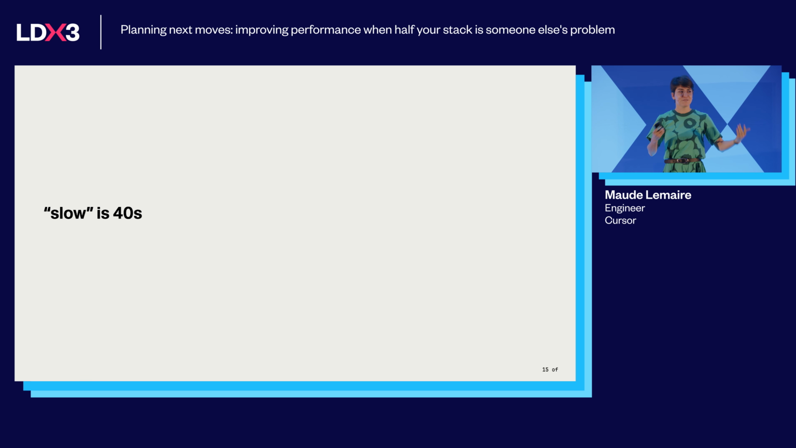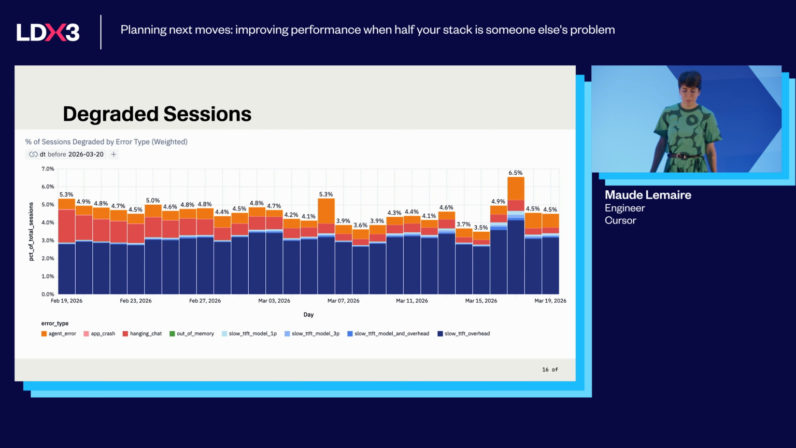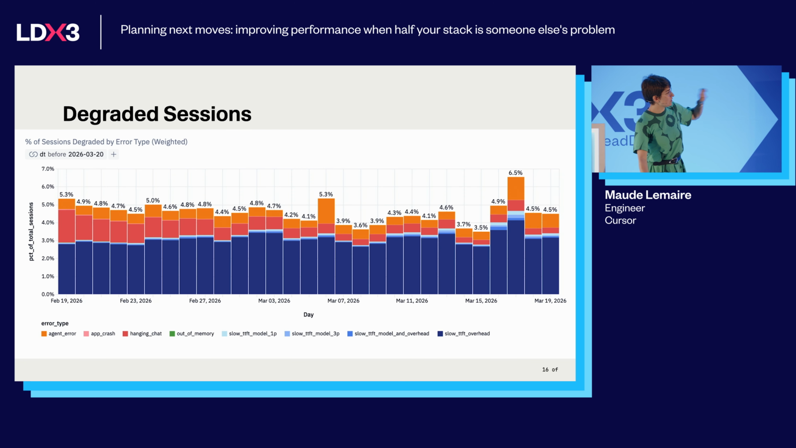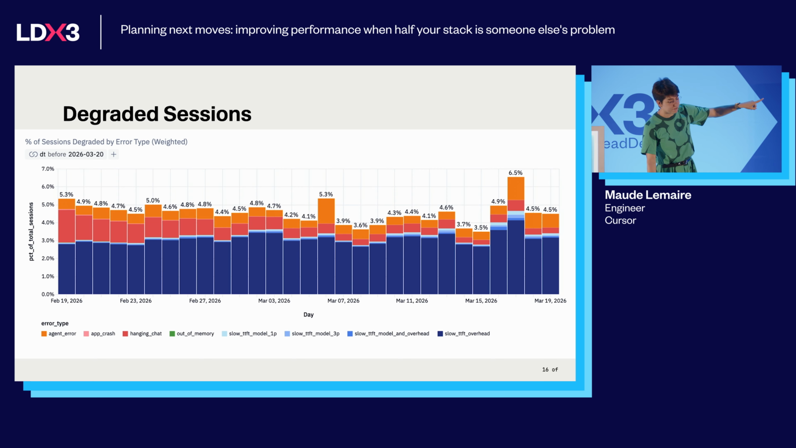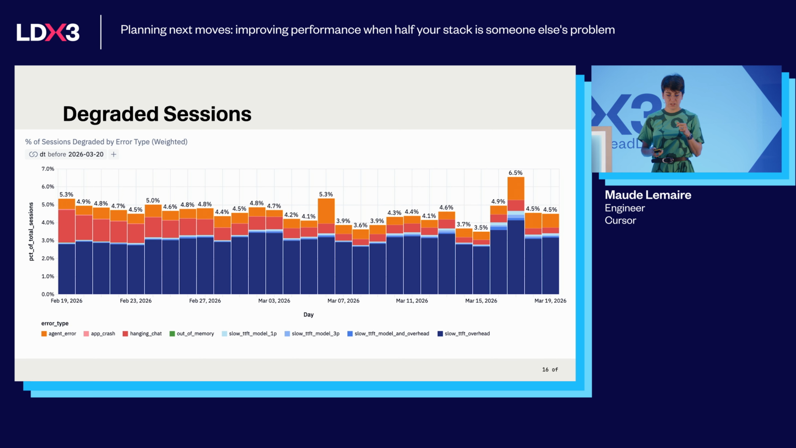Yeah, big metrics are a whole thing. There's nuance. So we built this metric mid-February. This is sort of what it looked like going into March. And even at a rather lenient 40 seconds, slow TTFT was a majority factor. And so we were at, I don't know, 5-ish% of sessions that were degraded.